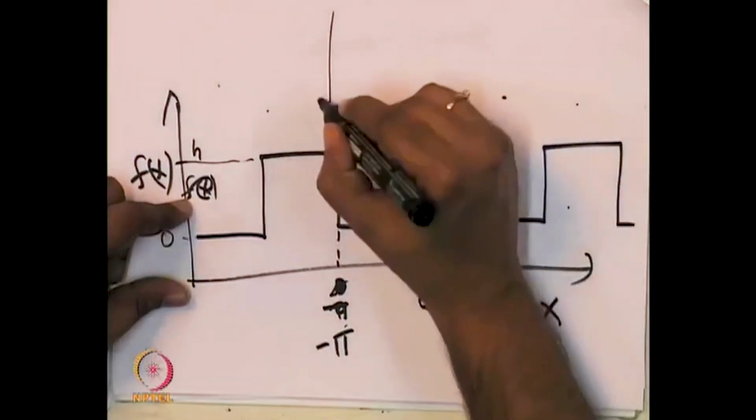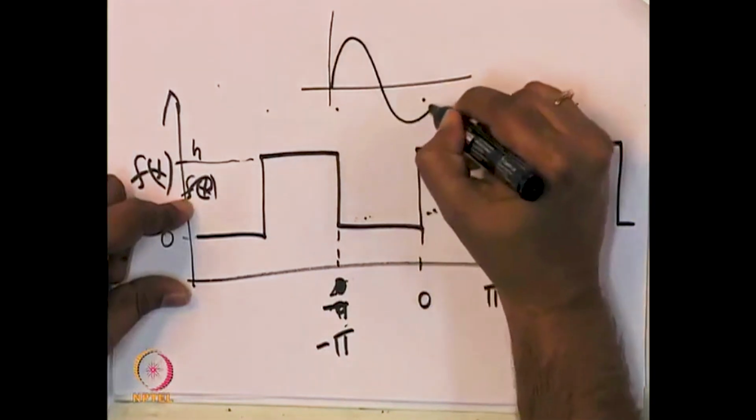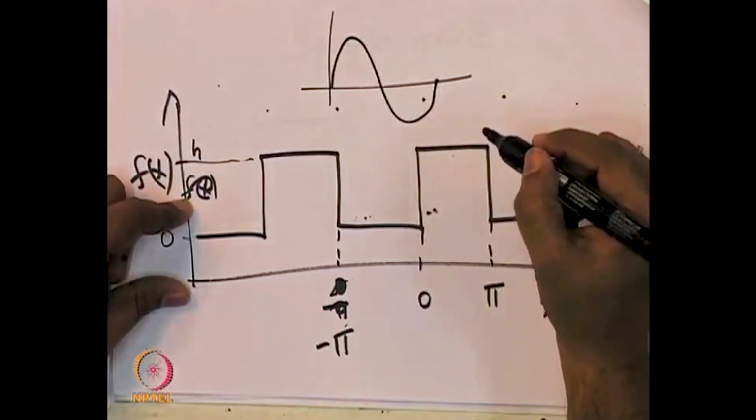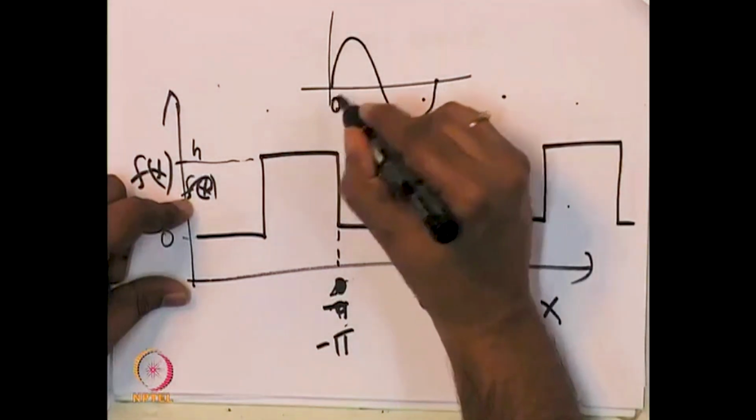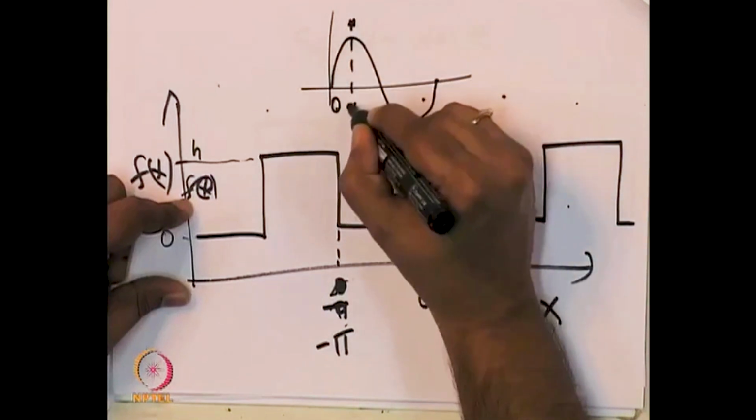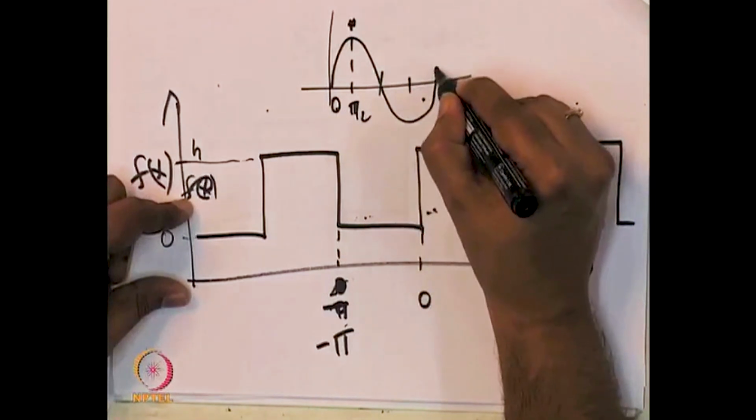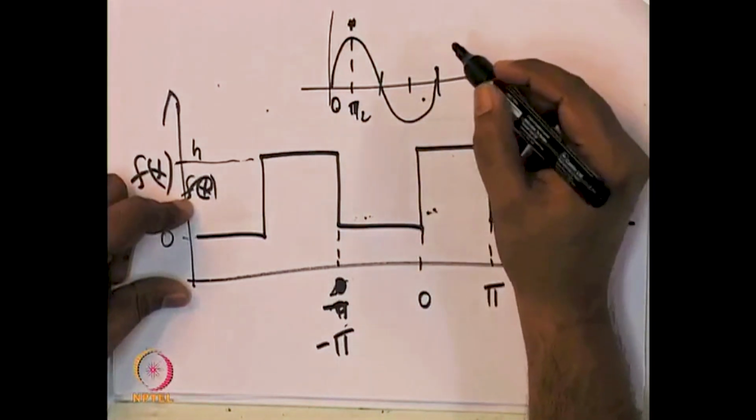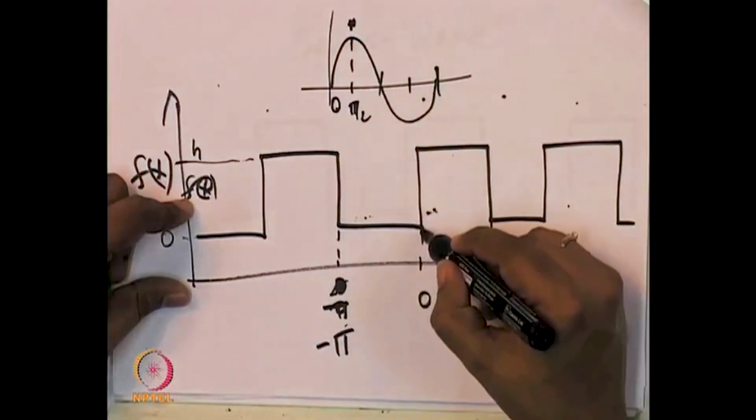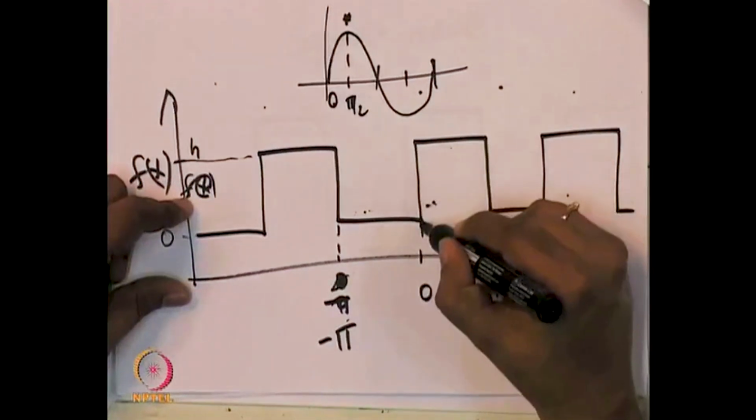So if I just look at sine of x, it looks something like this, where this is 0, this is pi by 2, this is pi, 3 pi by 2, 2 pi. Similarly, if you just go from here, sine typically would look something like this.